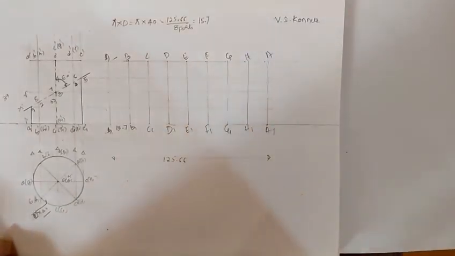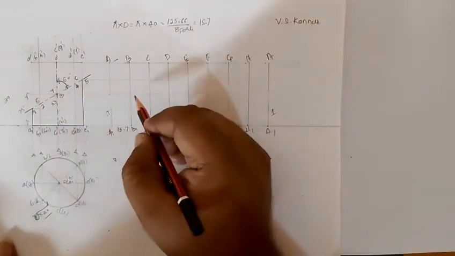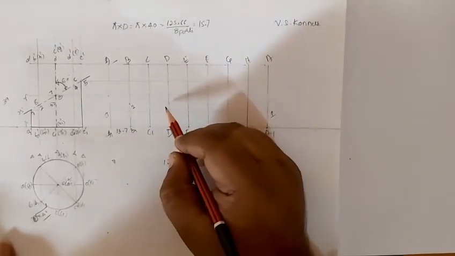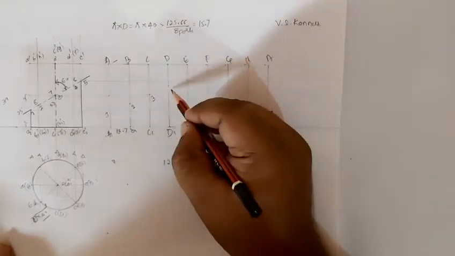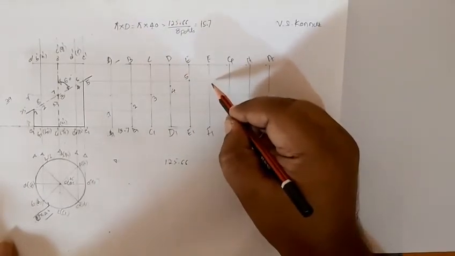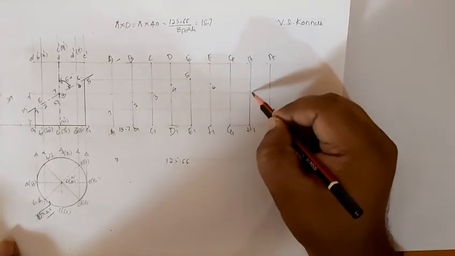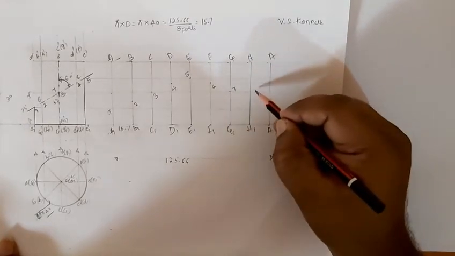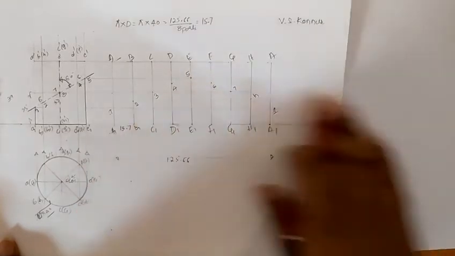Now on A A1, the first point will get, second point on B B1, third point on C C1, fourth point on D D1, fifth point on E E1, next sixth point on F F1, seventh point on G G1, eighth point on H H1. So now we got all the points.